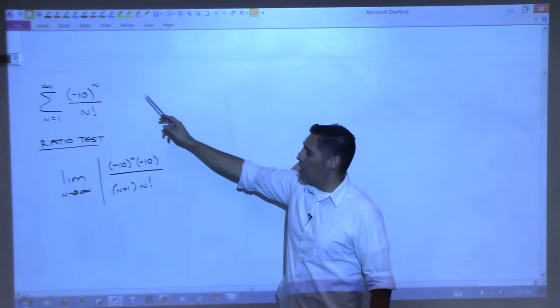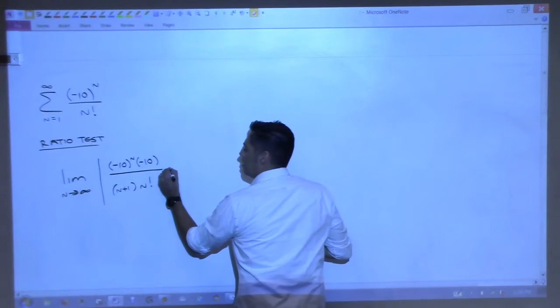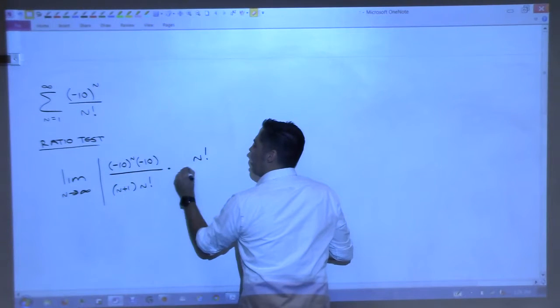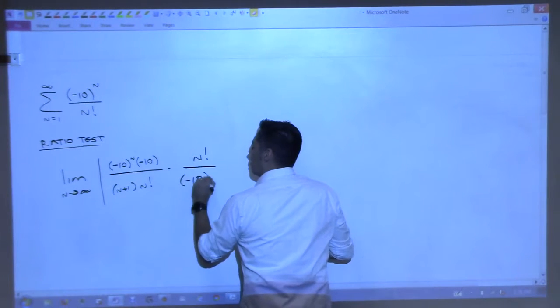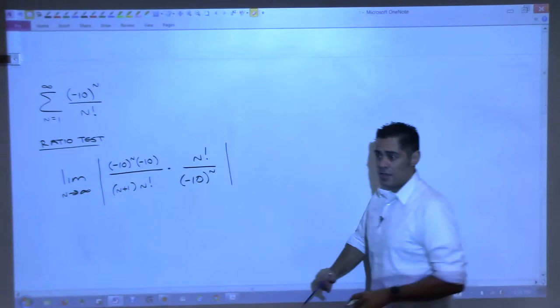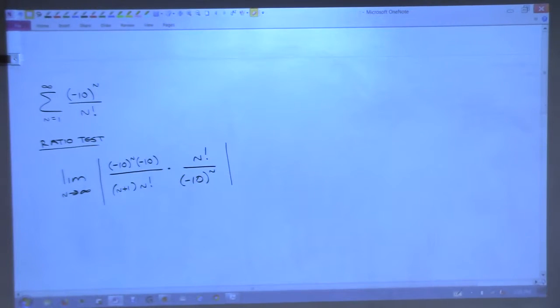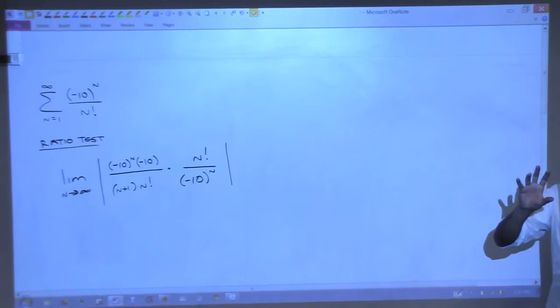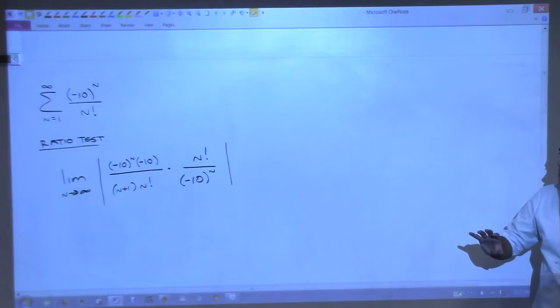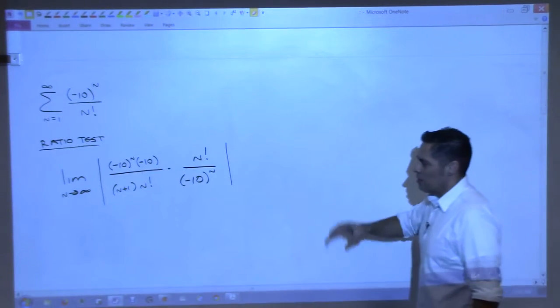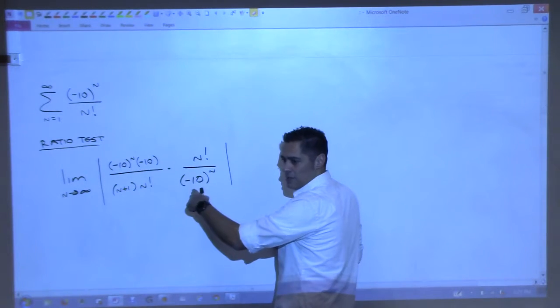Which is the same as multiplying by the reciprocal of that. So next to this, I'm going to put n factorial on top and negative 10 to the n on the bottom. Okay, do you see that? I'm not actually writing out the fraction, I'm flipping it right there on my first step. And you see why I do it that way? A lot of stuff's going to cancel right now. When you're doing your homework, you want to write it all down, fine, that's good, do it. In class, I'm going to cut down on time by just going straight to this, all right?